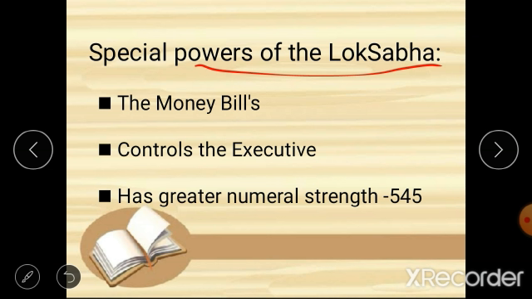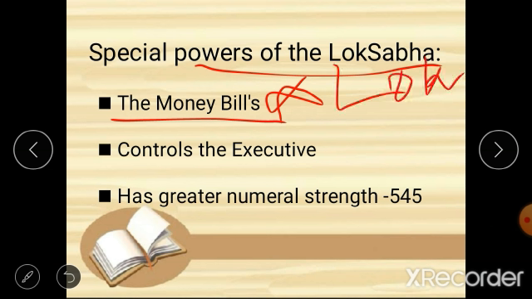The first power is that it controls the exchequer of the state. That is, the money bill has to be introduced only in the Lok Sabha and not in the Rajya Sabha. So we have ordinary bills and money bills. An ordinary bill can originate in either of the houses. First they can introduce it in the Rajya Sabha and then pass it on to the Lok Sabha, or they can introduce it in the Lok Sabha and after the discussions pass it on to the Rajya Sabha. But in case of money bills, it has to be introduced only in the Lok Sabha. So Lok Sabha has the power to introduce the money bill.